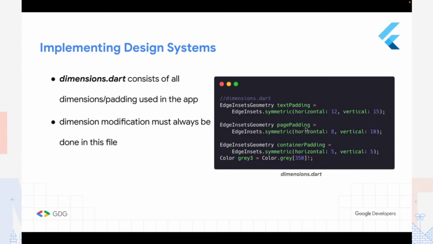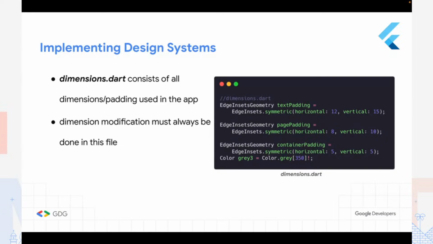And the reason is that the modification is then simpler, and also the navigation to find text padding is simpler because you know which file to come to. So if you want to modify anything here, just change horizontal to 15, vertical to 20, and the changes will be automatically applied rather than having to change it in 10 different places in the application.